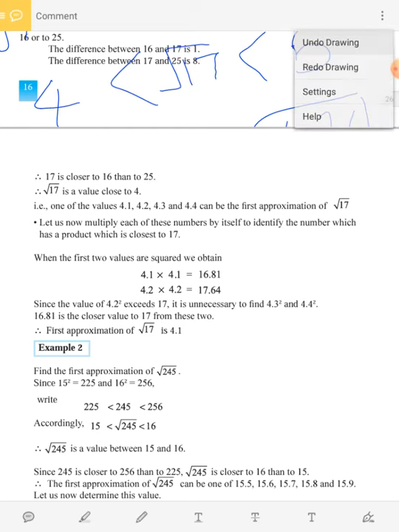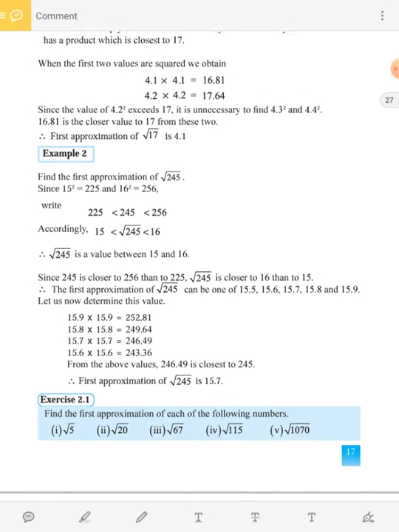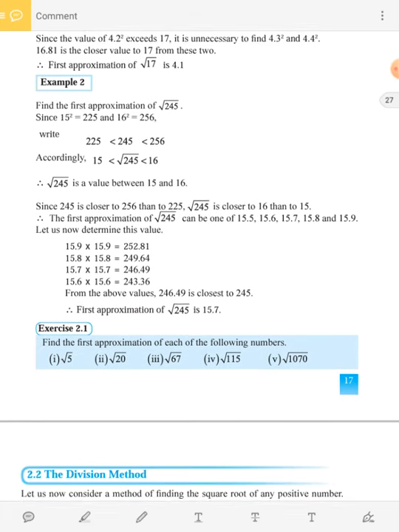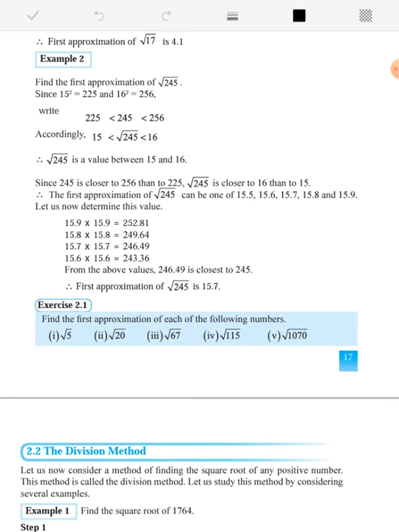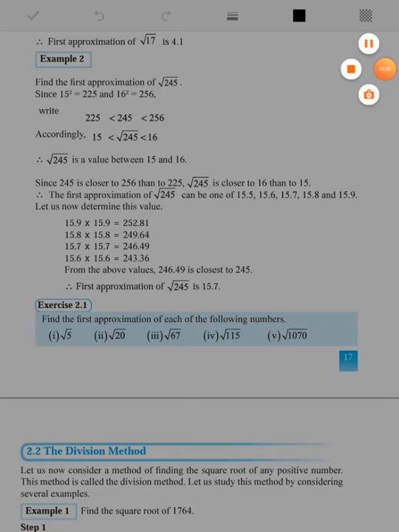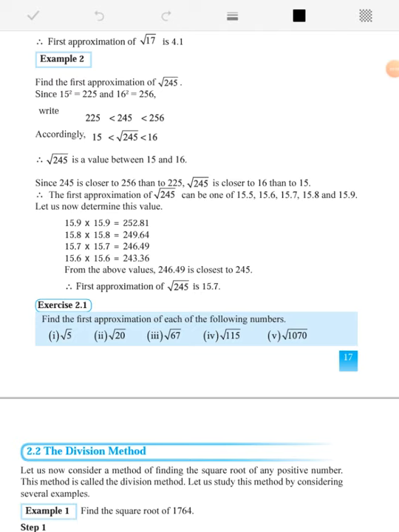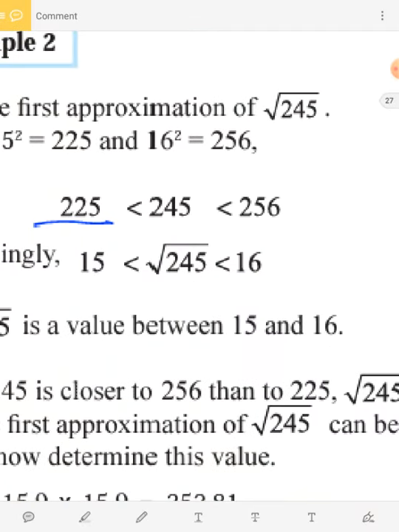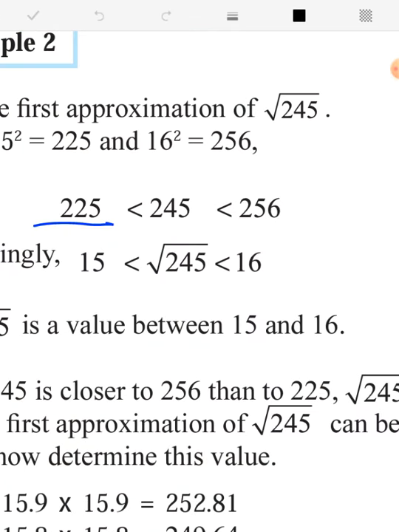Let's erase everything. Let's move to example 2. Similar thing, but a slight difference is there. You have to find the first approximation of the square root of 245. We know 15 squared is equal to 225, and 16 squared is equal to 256.